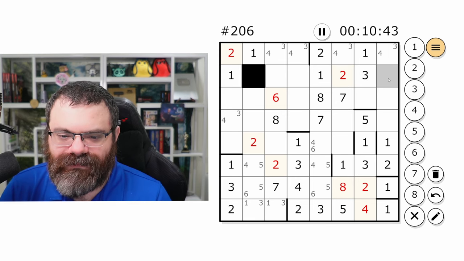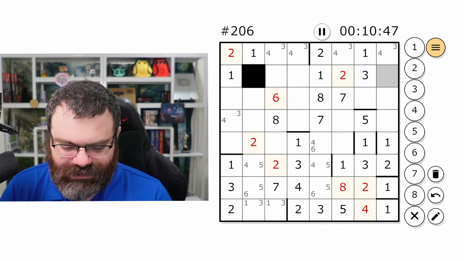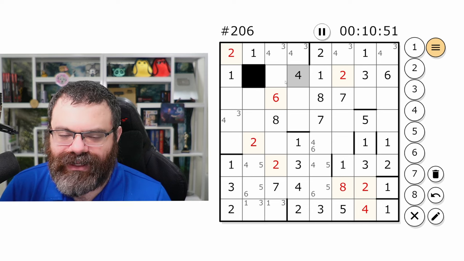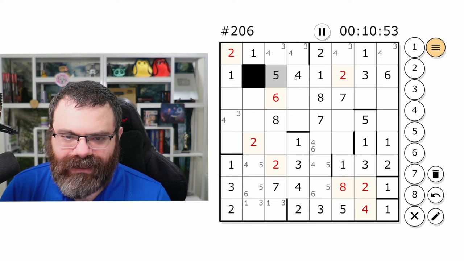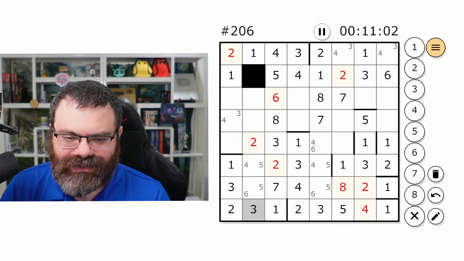1, 2, 3 are gone. We need 4, 5, 6. This can't be 6, there's a 6. This can't be 6, it's 4 length. The 6 goes here. This is 4 length, so now it can only be 4. It couldn't be 1, 2, 3. I could have seen that. That's a 5. 4 gives us the 3 and the 4. This is a 3 now, because it can't be 1. We need 1, 3 for the column. So that's 3, that's 1, that's 3.